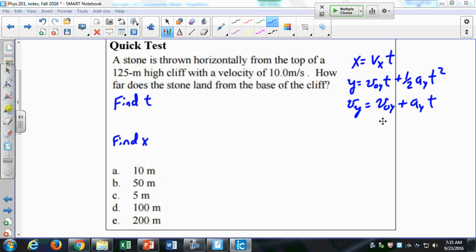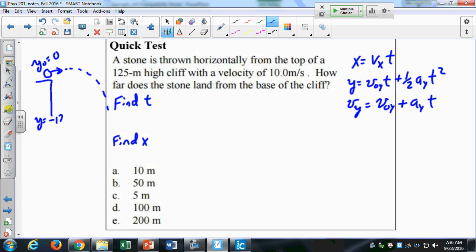First I like to draw a picture. This thing goes off horizontally and it travels like that. Since y naught equals 0, the final position is y equals negative 125. So I use this to find that. I say negative 125 equals v naught y t... what is v naught y in this case? It's 0 because the velocity here is only in the x direction. You know that because it says it's thrown horizontally, so it has no y component. It only has an x component.